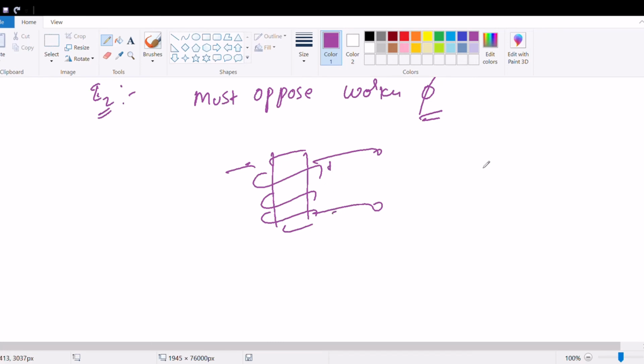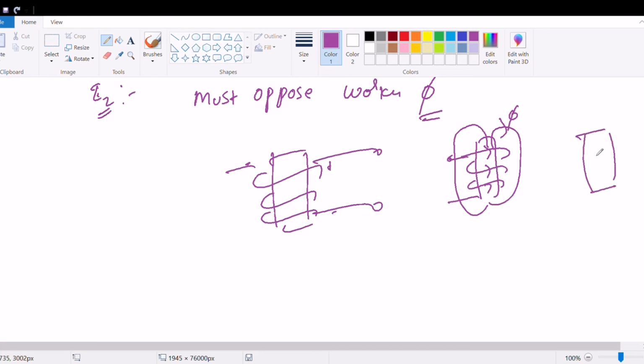The flux direction depends upon the current direction, how it flows. If current flows like this, the flux is produced like this. So this EMF across the secondary terminals must oppose this flux. The EMF is induced across its terminals in such a way that it produces a current, and that current must oppose this flux.